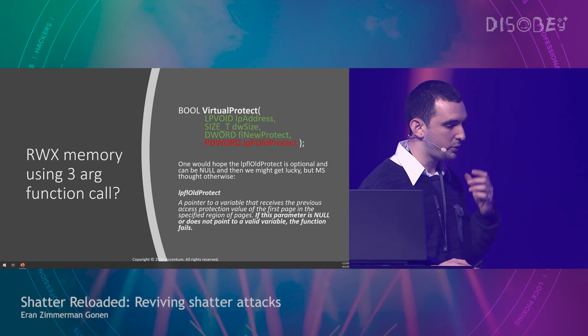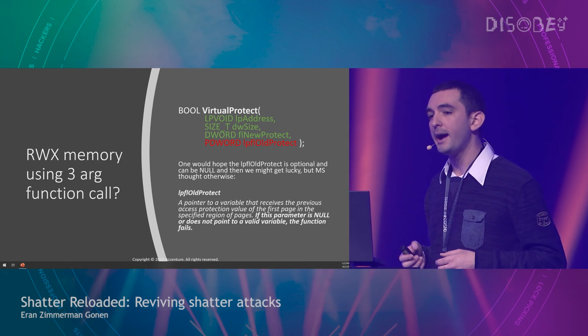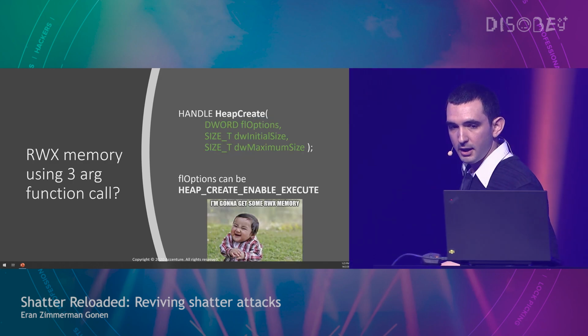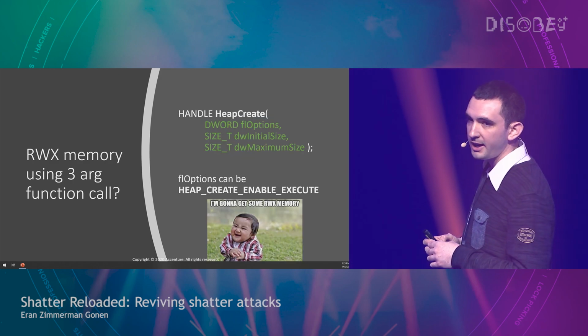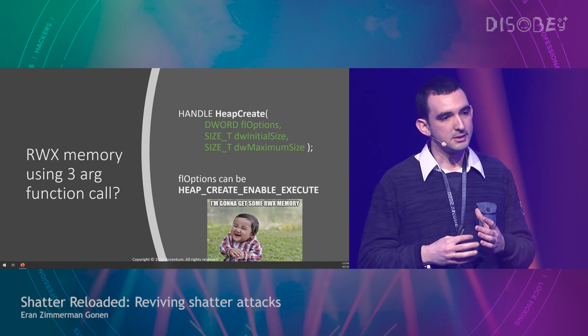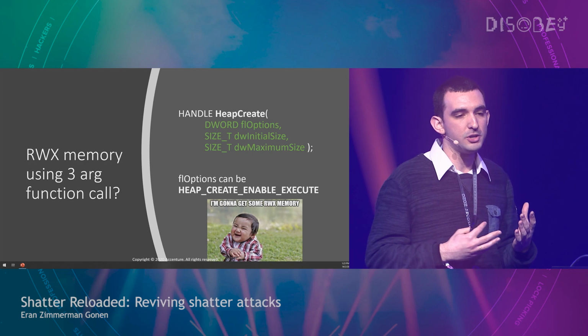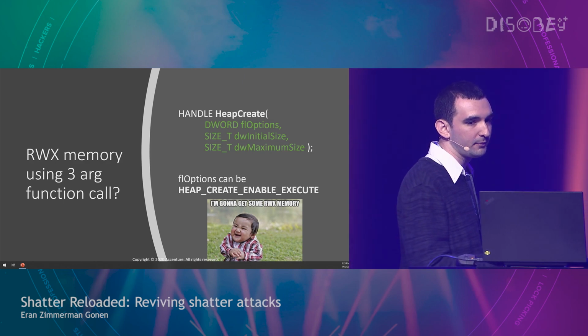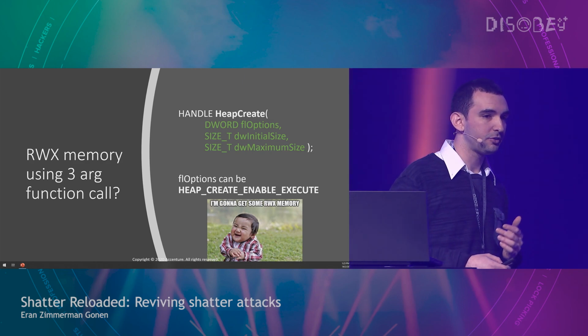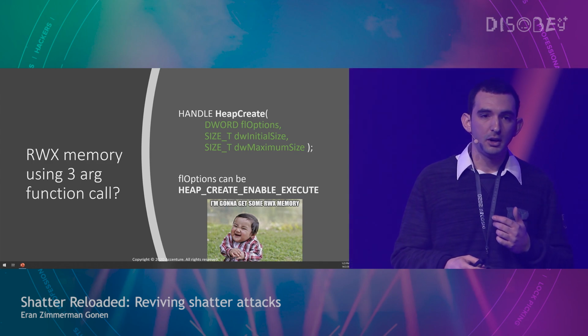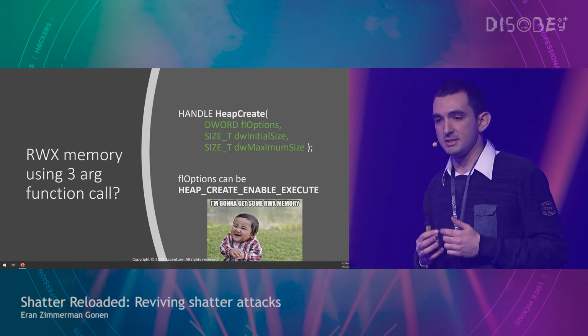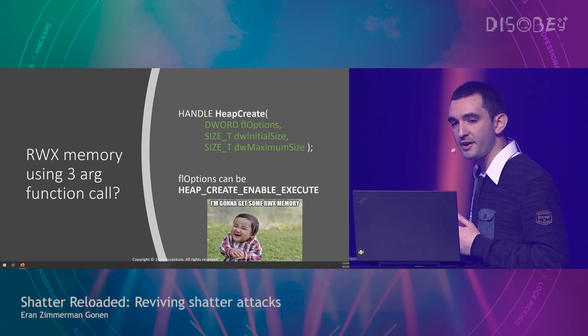So we thought about this some more. We scratched our heads. We Googled a bit. We looked around. And finally, we found this function, HeapCreate. What HeapCreate does is create a new heap. Other than the default heap that each process has, HeapCreate creates a new one. And HeapCreate is perfect for us. Why is it perfect? Well, first of all, it receives only 3 parameters. That's great, because we can call a 3-parameter function.